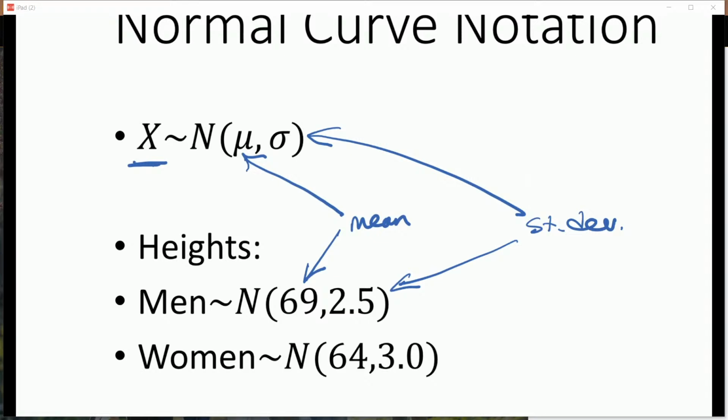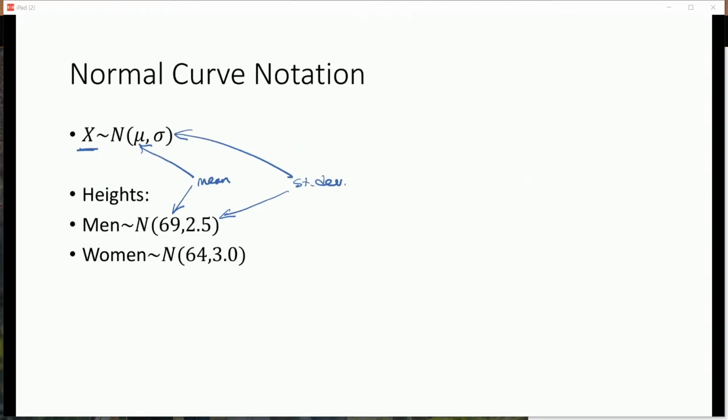In this case, the way that I've written this, the men's heights have a higher mean but a smaller standard deviation. So their curve will be further to the right than the women's, but it'll be more compressed, more compact, a little taller. The women's heights are further to the left, but they're a little bit more stretched out, more spread out. Okay, make sure we got this.